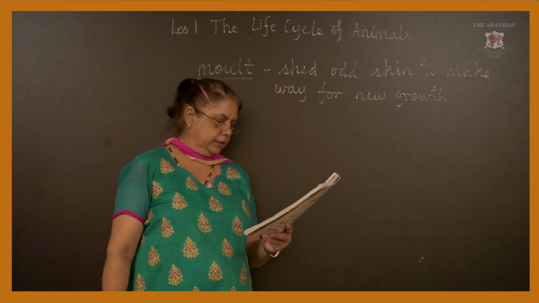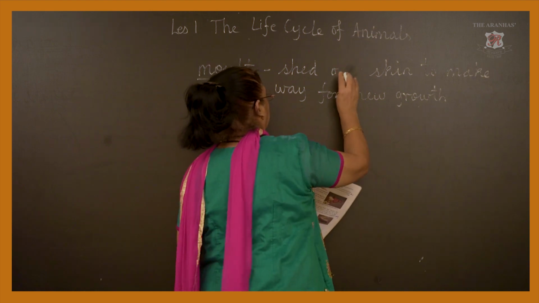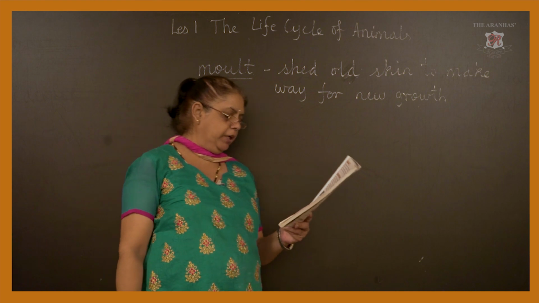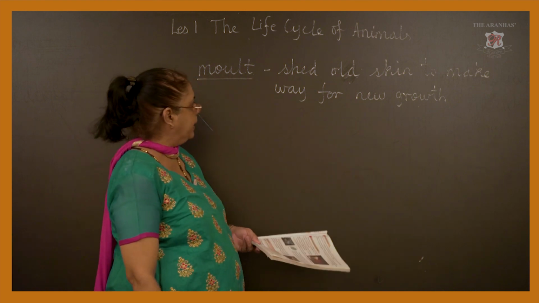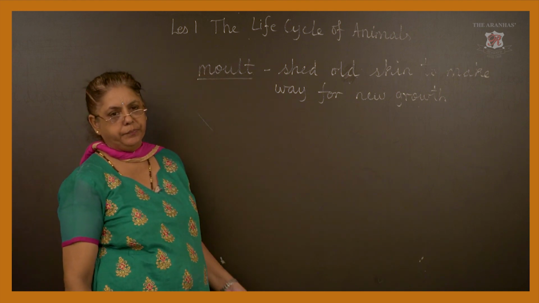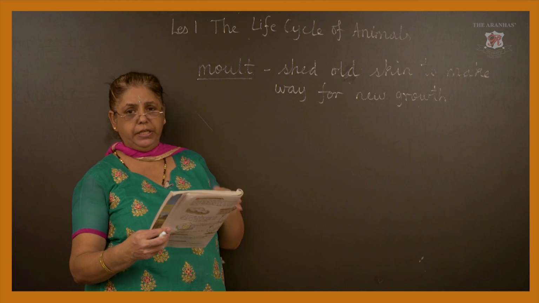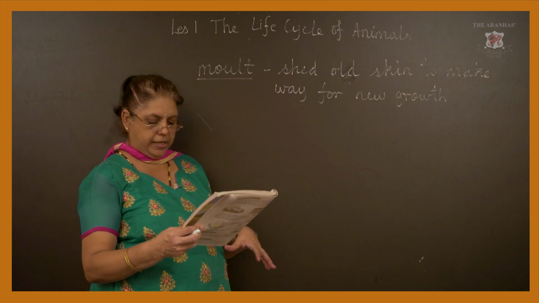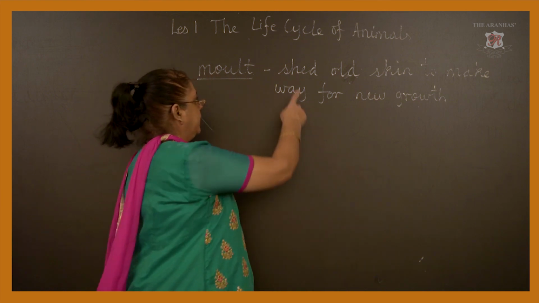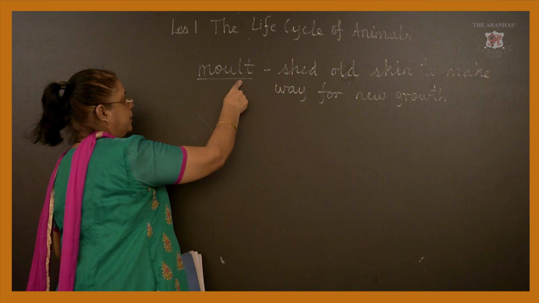Now, the caterpillar of the plain tiger butterfly grows so rapidly, so fast in the first 2 or 3 days that it does not fit in the skin anymore, and under the old skin, a new skin is formed, and then the caterpillar sheds this old skin. That is why it is called, it molts.